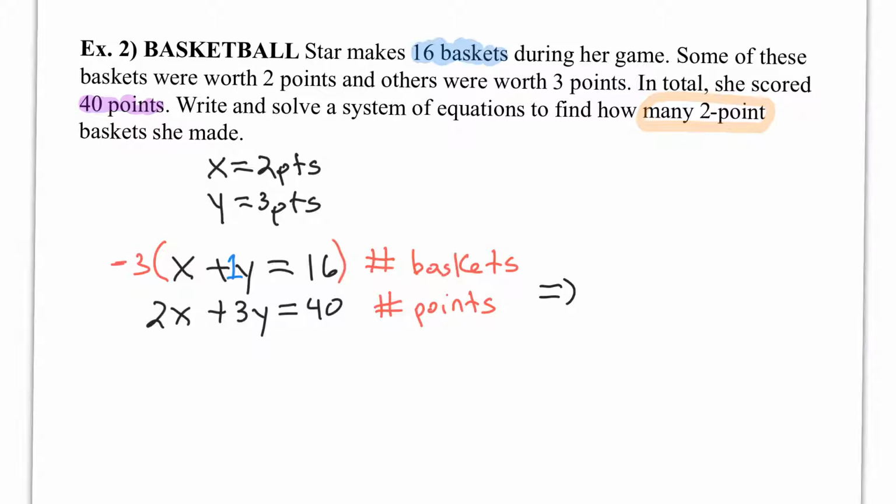So I'm going to distribute the top. Negative 3x minus 3y equals negative 48. The bottom equation says the same, so I'm not going to do anything to it. I'm just going to copy that down. And I'm going to add.